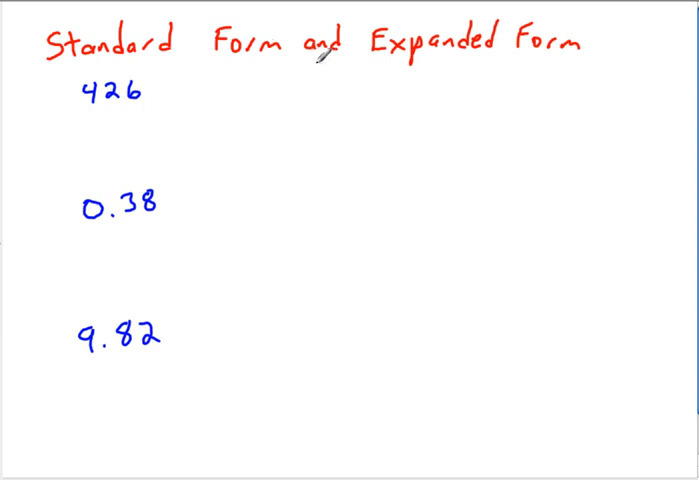Now, standard form and expanded form. These are all written right now in standard form. And you've probably written regular whole numbers in expanded form before. This 426 is made up of the number 400 plus the number 20 plus the number 6.